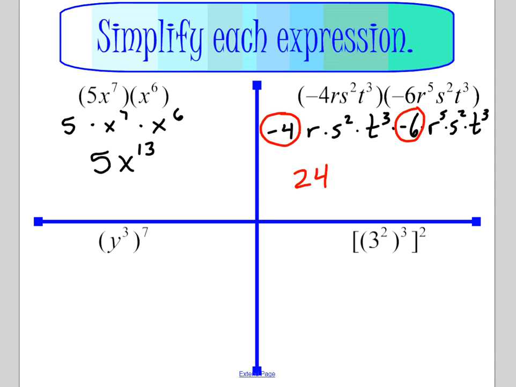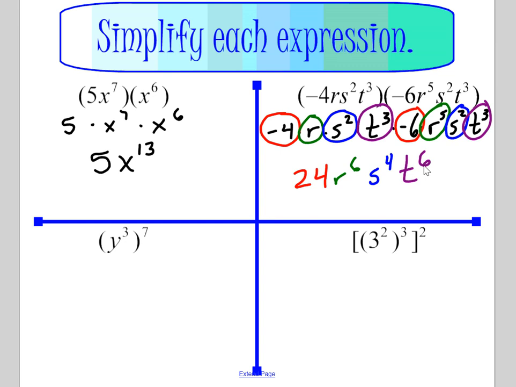Next up, I have an r. This r really is to the first power, and I have an r to the fifth. So r to the first times r to the fifth is going to be r to the sixth because we add the exponents together. I have s squared and s squared. Those are multiplying, so I can add their exponents together. So I have s to the fourth power. And finally, I have t to the third and t to the third. Those are same base and multiplying, so 3 plus 3 gives me t to the sixth power. So my final answer is 24 r to the sixth, s to the fourth, t to the sixth power.